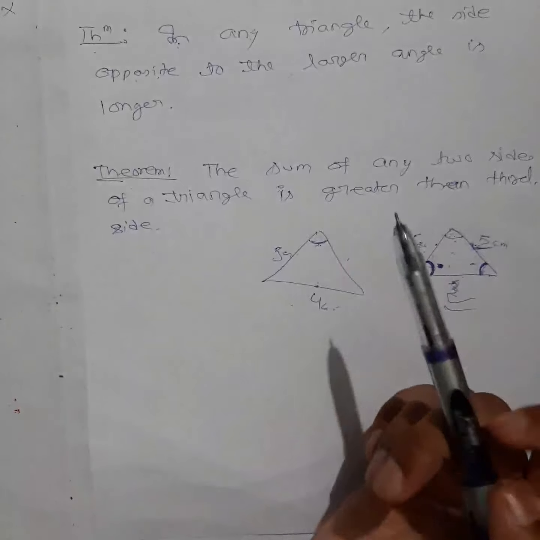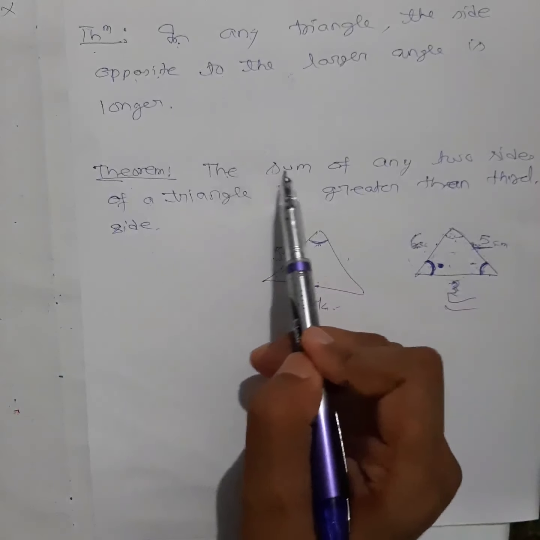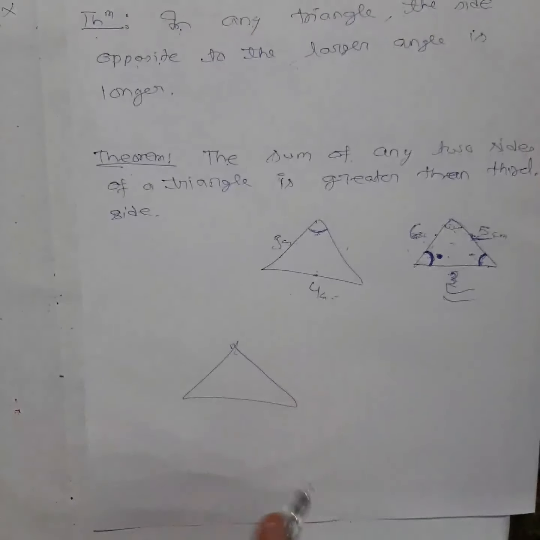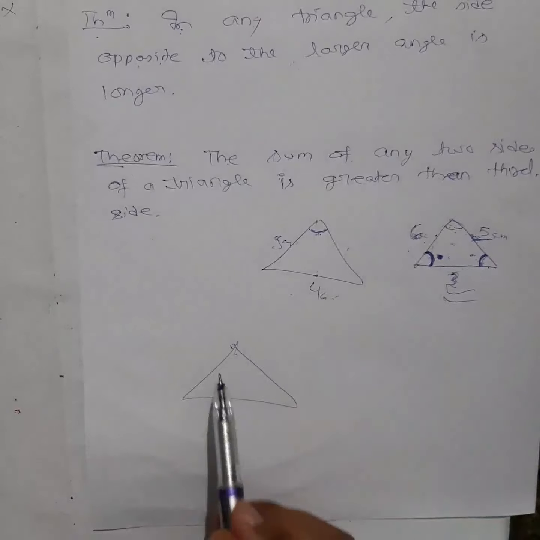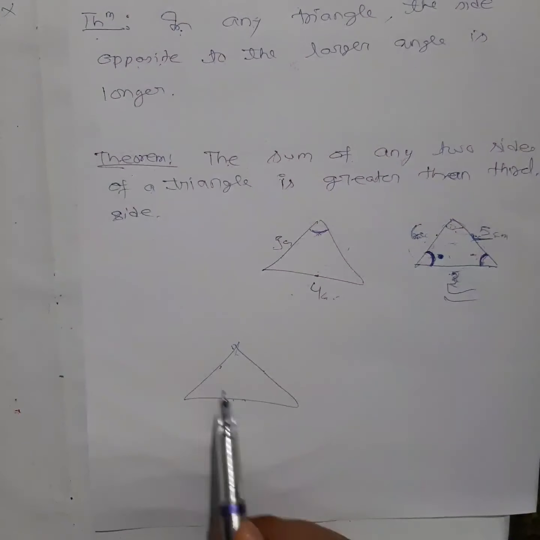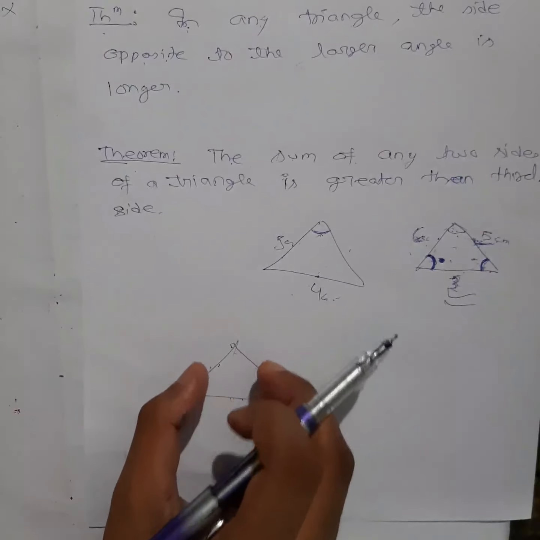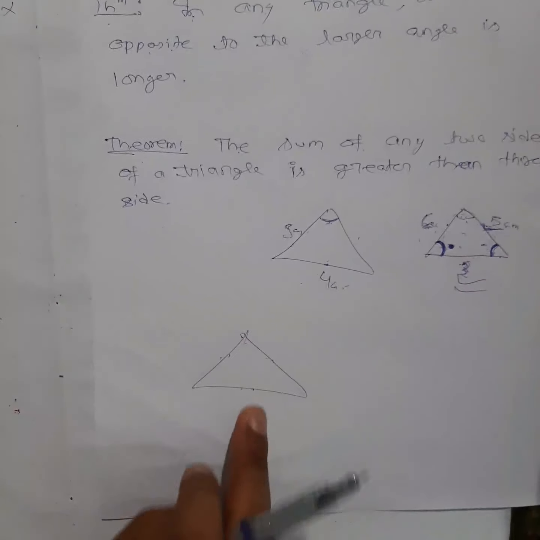So the last one, which you already know from class 3 only. See this, what it is: the sum of any two sides. In a triangle, how many sides are there? 3 sides, right? So out of these 3 sides, they have said the sum of any two sides. So this plus this, or this plus this, or this plus this. If you take the sum of any two sides, then remember that sum will always be greater than the third.